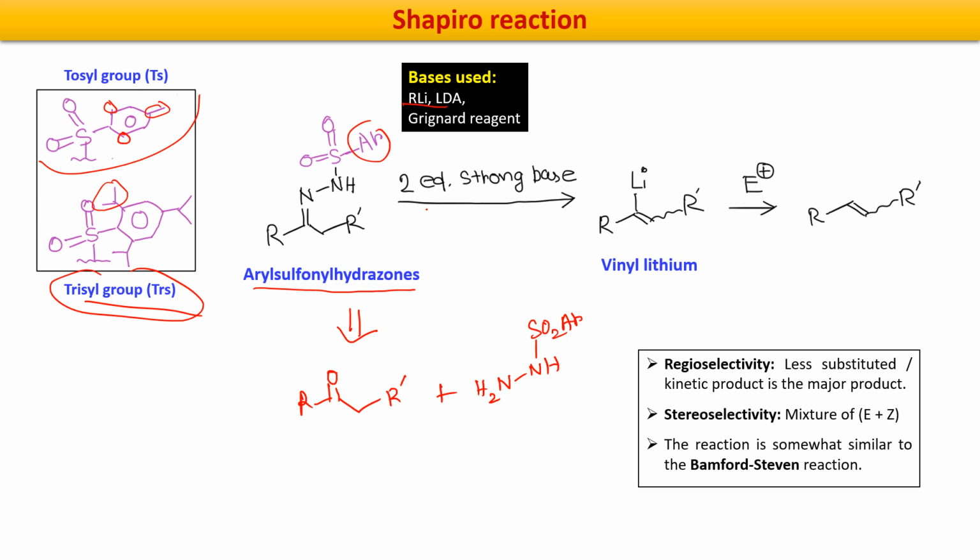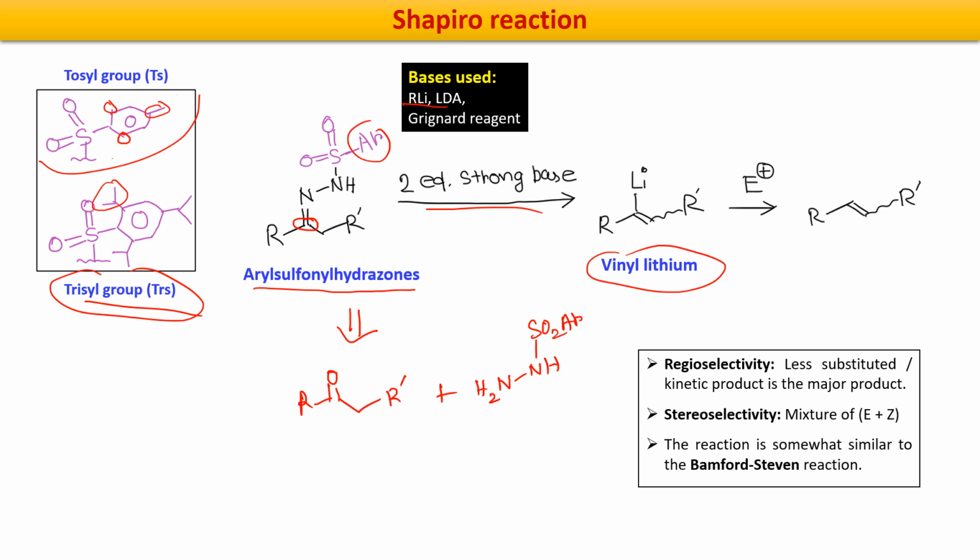So, two equivalents of strong base. What type of base? RLi, secondary butyl lithium, tertiary butyl lithium, LDA, lithium diisopropylamide, and then we have Grignard reagents. So these are the different possibilities for the base. First there will be formation of vinyl lithium: at the same position where the C=N double bond is present, we will have the carbon-Li bond, and in the adjacent position we will also have the C=C double bond. Together we call it vinyl lithium.